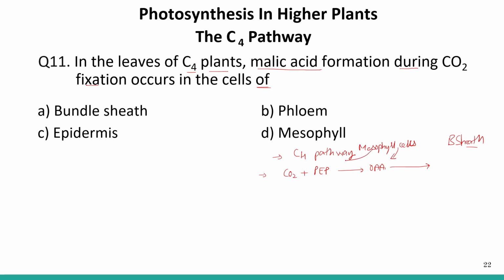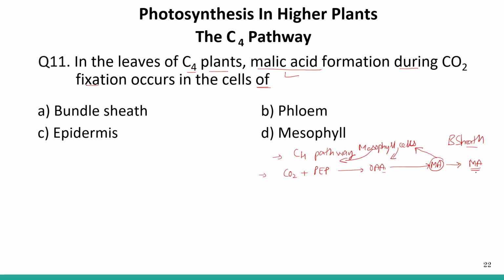Now oxaloacetic acid cannot enter the bundle sheath cell directly. So first it is converted into what? Malic acid. Okay, first it is converted into malic acid. I'm writing it in short form, malic acid. Now this malic acid can enter the bundle sheath cells. Okay, so malic acid is produced where? It is produced in the mesophyll cells.